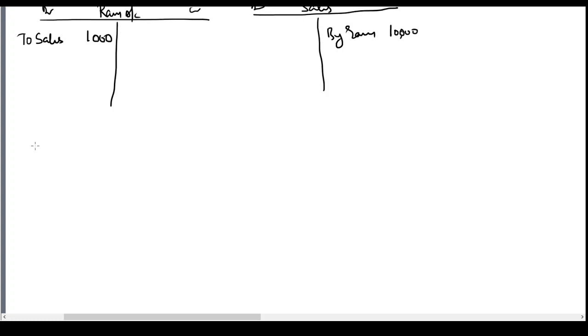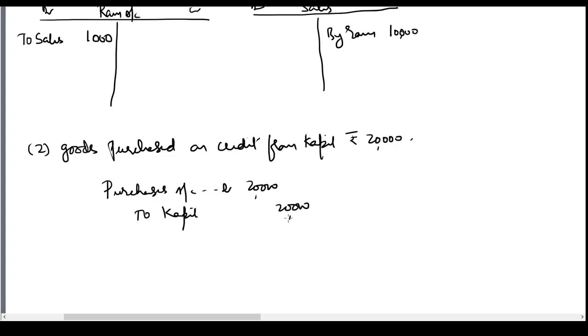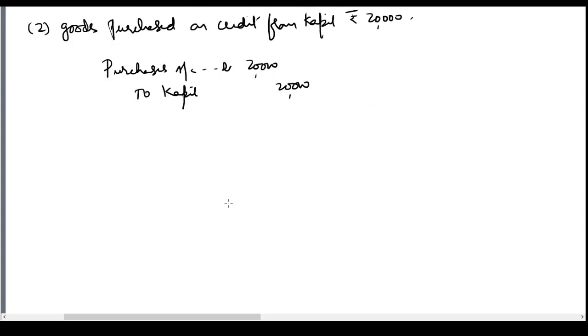Let us take one more transaction. Goods purchased on credit from Kapil, rupees 20,000. Now this is the transaction before you. So what is the entry that comes to our mind? The entry is purchases account debit 20,000 to Kapil account 20,000. So this is the entry we should pass. Purchase account should be debited with 20,000 and Kapil account should be credited with 20,000.